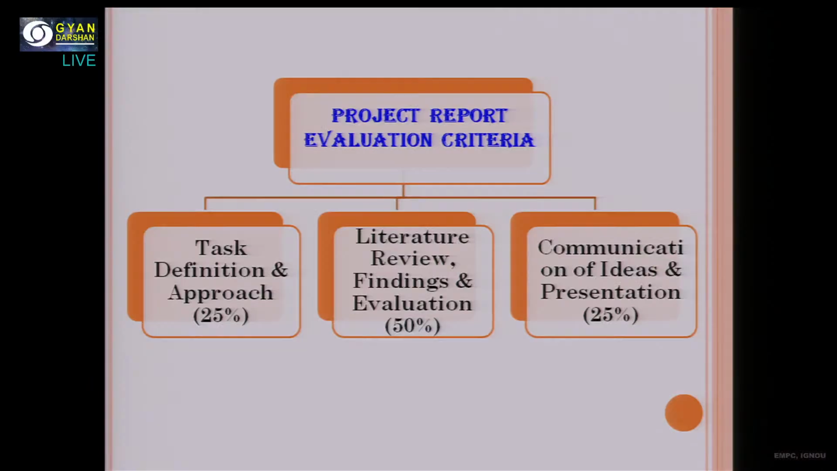Now we will see what are the project report evaluation criteria. For MSc and PG diploma, both the programs, the report will be evaluated, and 25% of the weightage for report evaluation is given to the task definition and approaches, that is your objectives and your methodology. 50% is for literature review, findings and your evaluation, and 25% for your communication of ideas and presentation. So be careful while preparing your report. You should be careful that 25% weightage is given for your presentation, right? And for the PG diploma program, there will be a Viva Voce also.